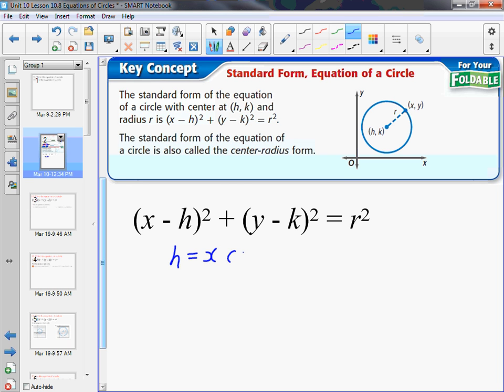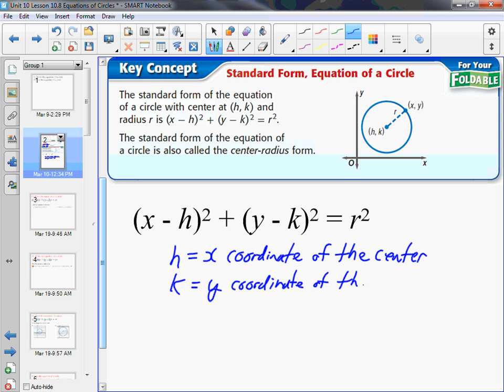h is the x-coordinate of the center. k is the y-coordinate of the center, and I'll write it down even though I hope you already know it. r is the radius.